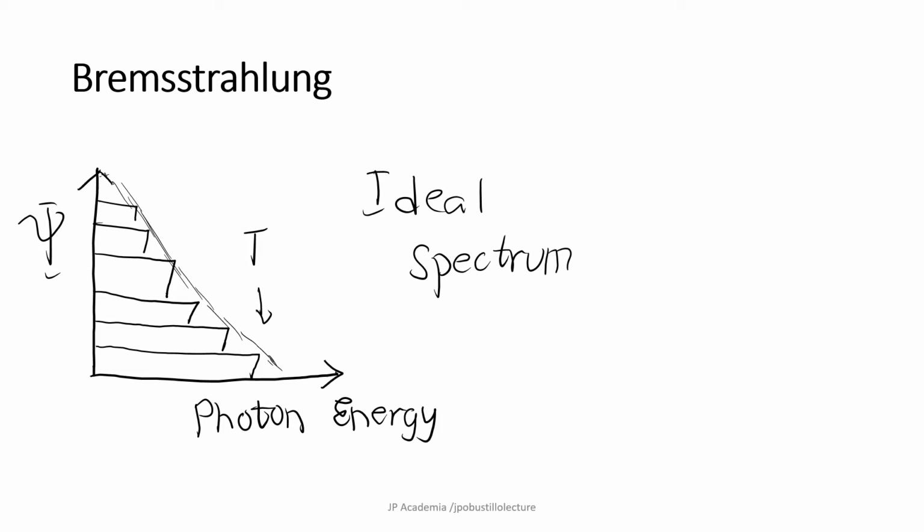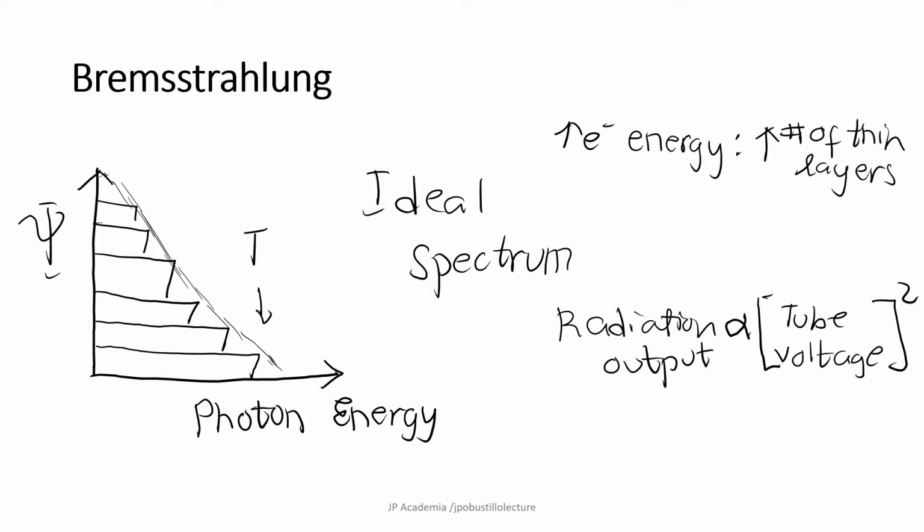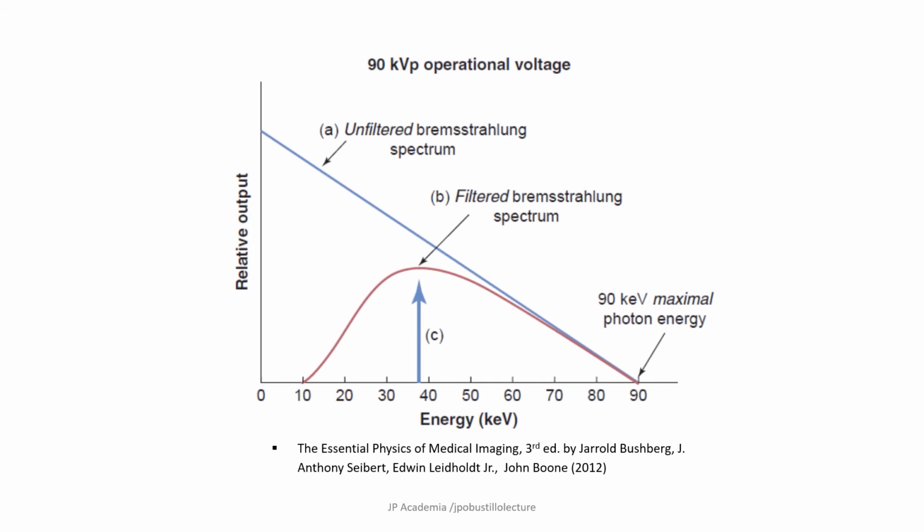The energy of the Bremsstrahlung photons may take any value between 0 and up to the maximum kinetic energy of the incident electrons T. This is an ideal spectrum, and for a thick target, we have this continuous linear spectrum, which is just a stack of the thin target spectrum we have shown previously. In this model, an increase in electron energy increases the number of thin layers each radiating X-rays. The radiation output in this case is proportional to the tube voltage or to the square of the tube voltage.